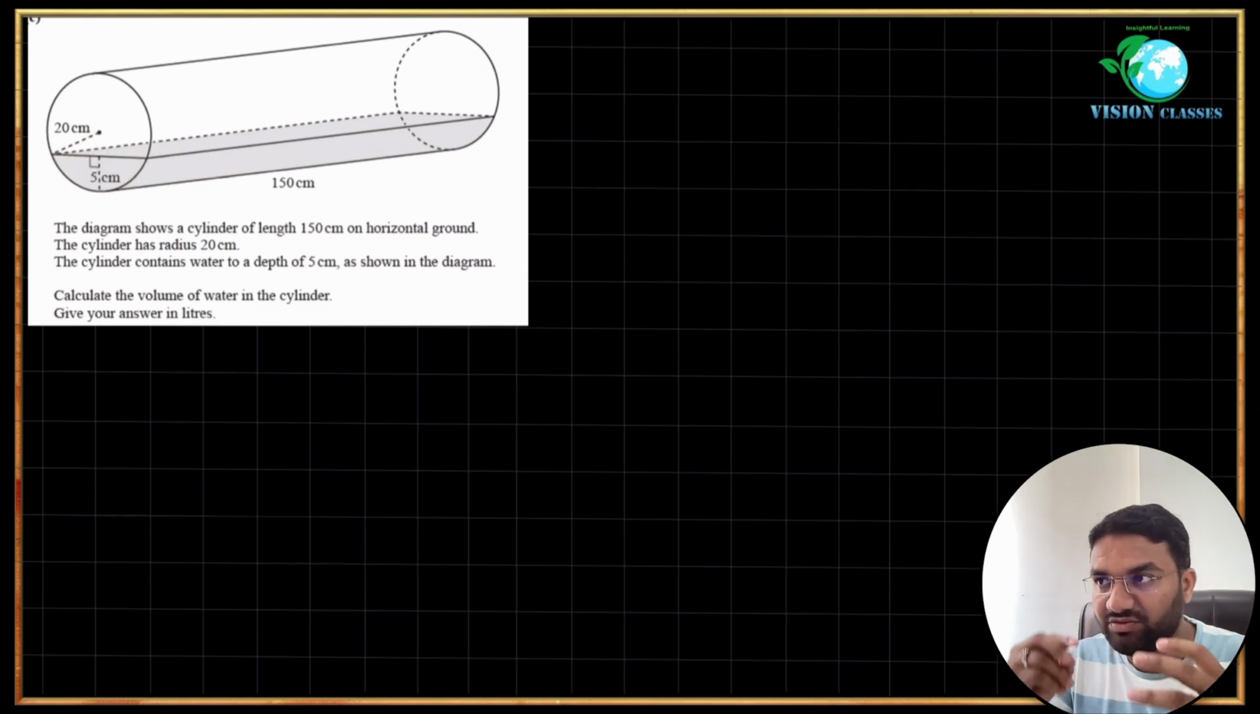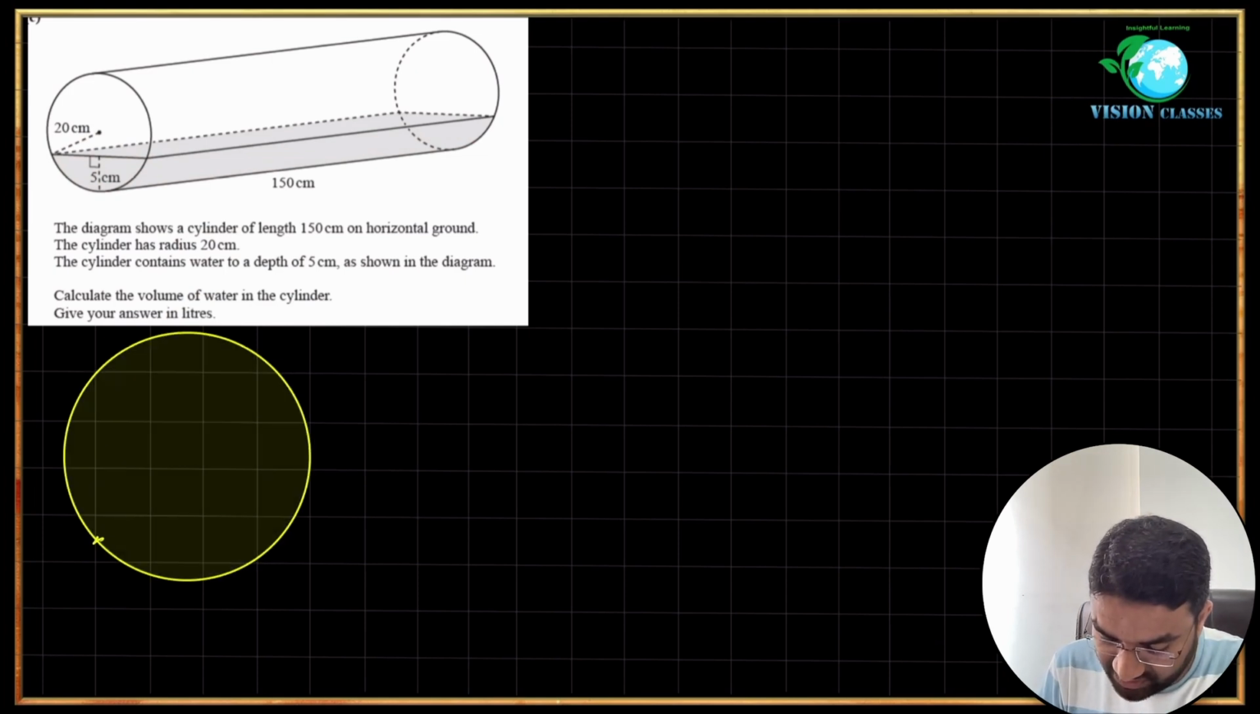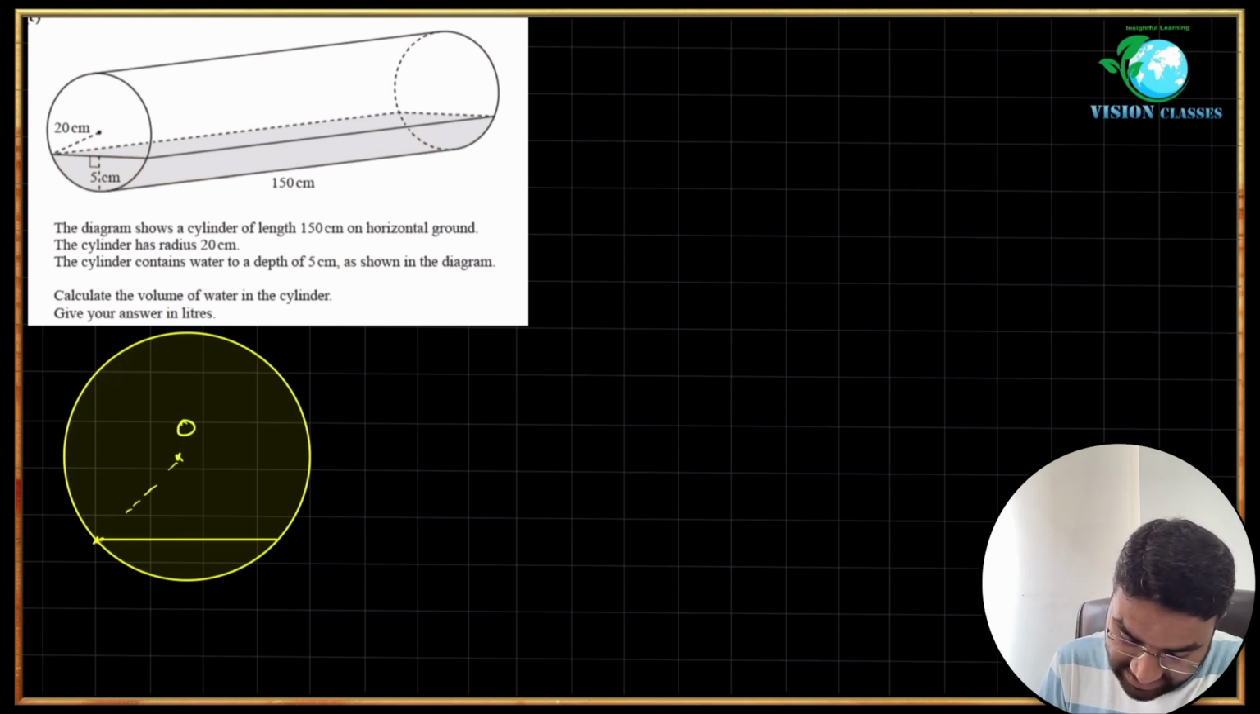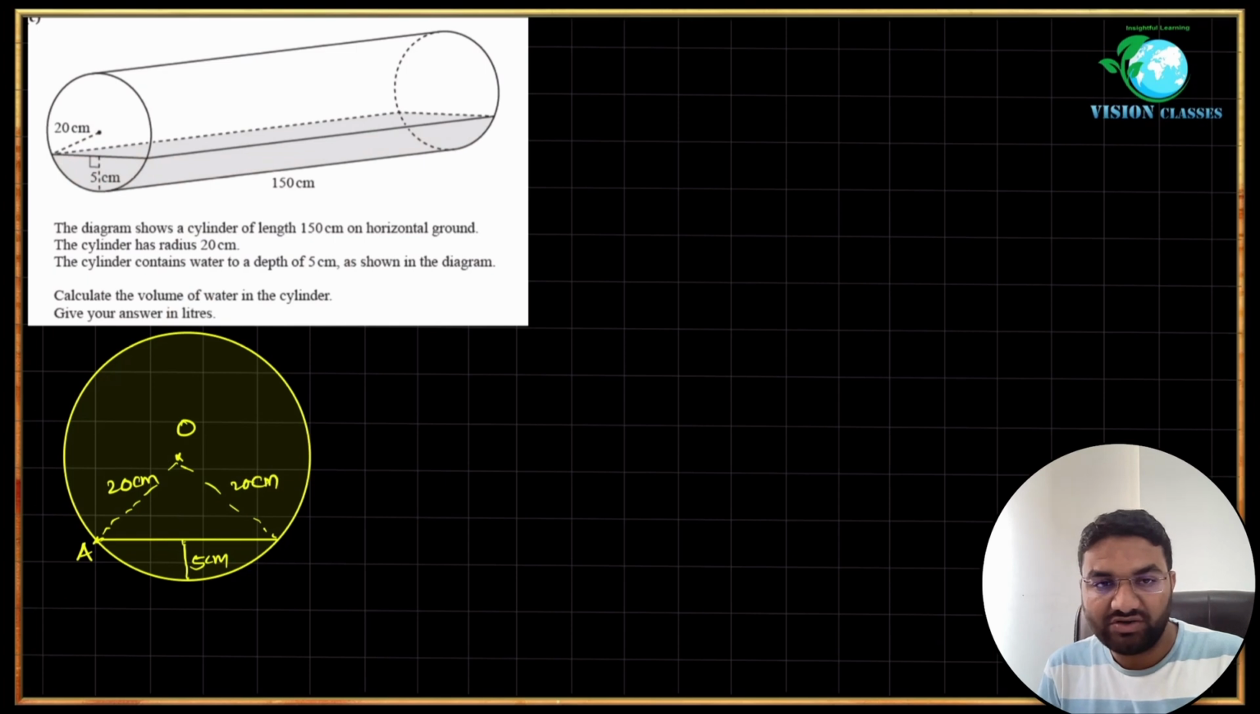So firstly, I will draw the diagram here. This is a circle, and here we have a chord. The radii are OA and OB, and radius OA and OB are 20 centimeters. From the bottom, the depth is given as 5 centimeters. So this is chord AB.